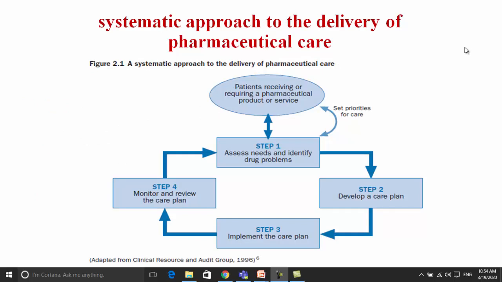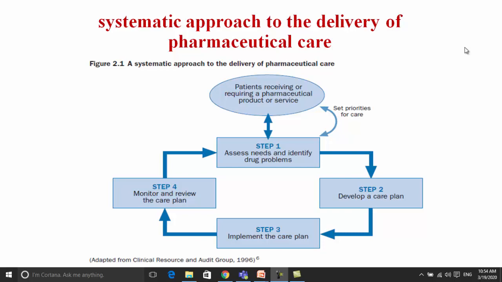Now, this slide demonstrates the systematic approach to the delivery of evidence-based pharmaceutical care. As we described in the previous slide, step one is to assess needs and identify drug problems. Step two is to develop a care plan. Step three is to implement the care plan. And step four is to monitor and review the care plan.